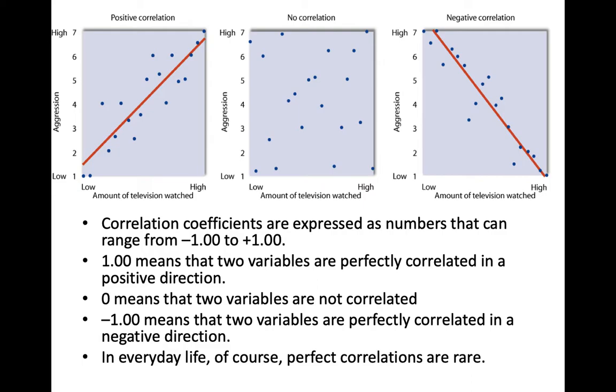A correlation coefficient can range from -1 to +1. 1.0 means that the two variables are perfectly correlated in a positive direction. 0 means that the two variables are not correlated. And -1 means that the two variables are perfectly correlated in a negative direction. And so in the scatter plots above, we see +1, 0, and -1. In everyday life, perfect correlations are very rare, of course.